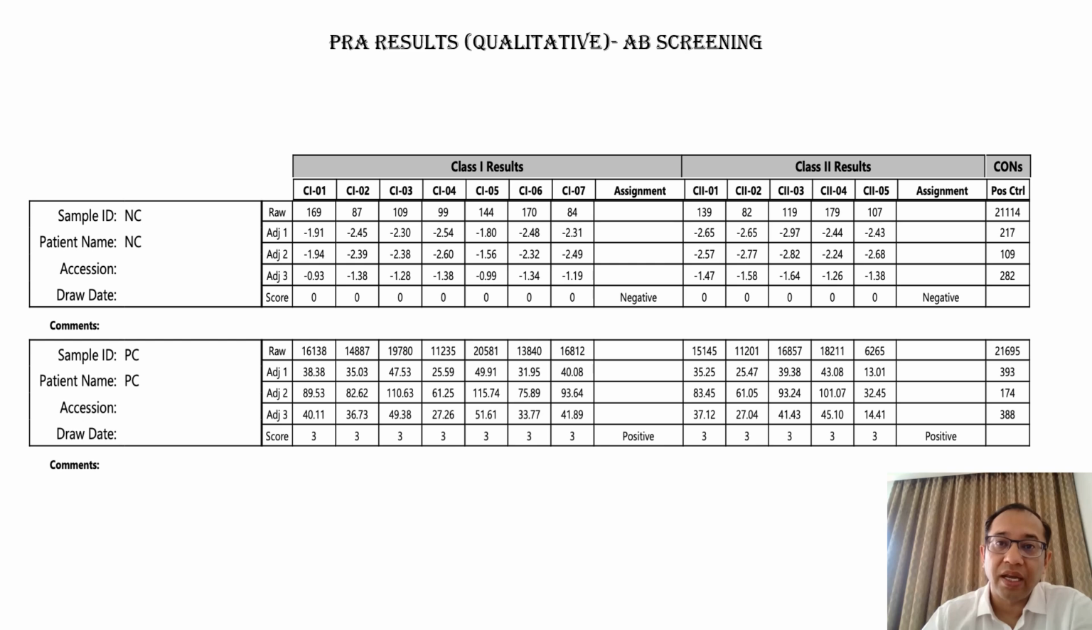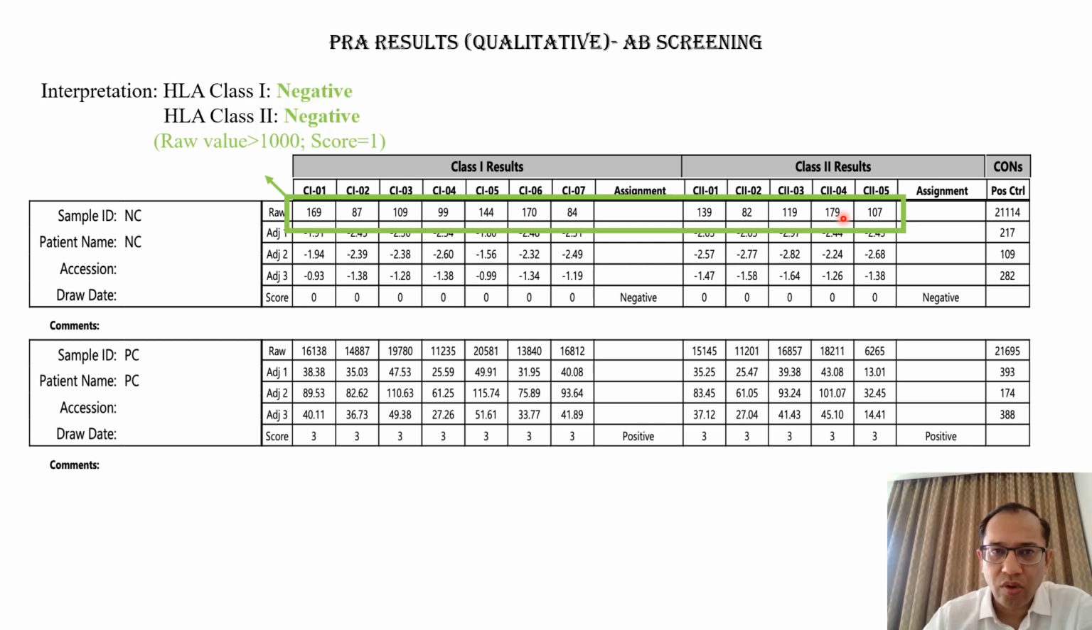So this is what the PRA qualitative antibody screen results look like. You can see there are class 1 and class 2, so it is divided into two. There is a blend of 7 beads in class 1 and 5 beads in class 2. You can see that the cutoff value is 1000. When the raw value is greater than 1000, you get a score. Whenever it is less, the raw value is what you see.